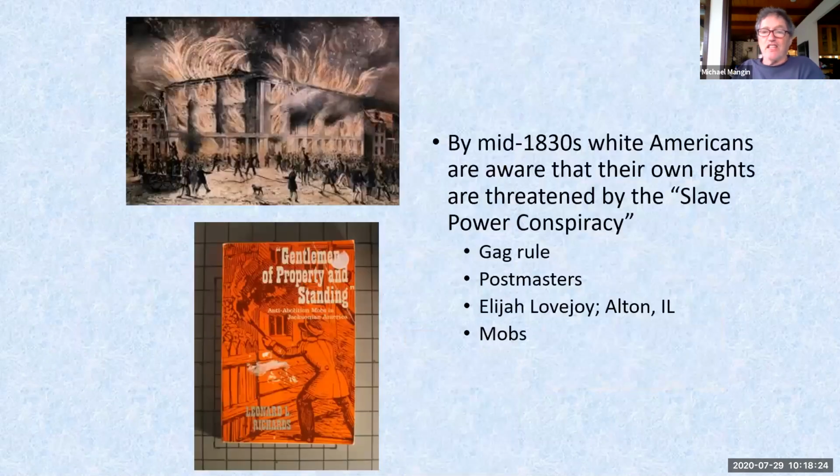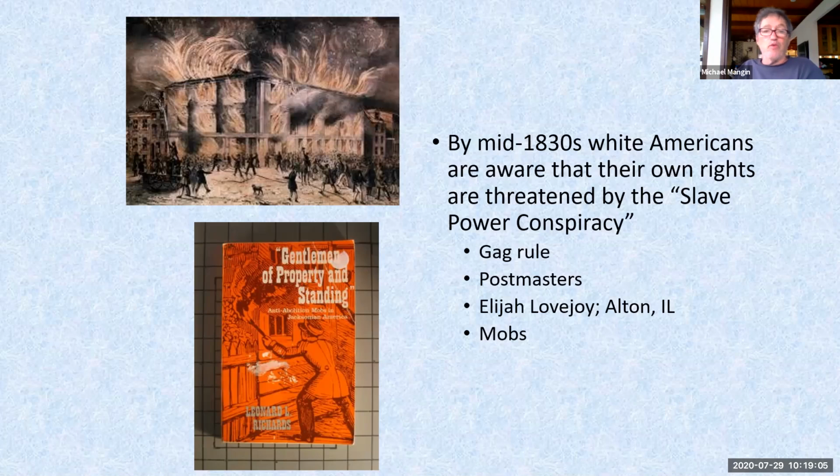As the anti-slavery movement began to take root, many white Americans became aware that their own rights were threatened by the slave power conspiracy. There was a gag rule that was passed by Congress that did not allow anti-slavery petitions to enter into the congressional record. Postmasters were empowered to prevent abolitionist literature from being sent through the mail. That was one of the restrictions.